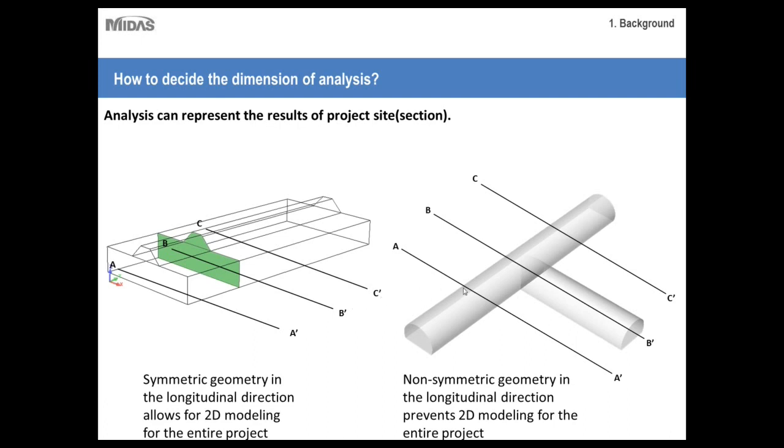Now if you look to the right here, this project site is a tunnel with a connecting gallery. This project is not symmetrical in the longitudinal direction. The cross-section at A and the cross-section at B would be very different. So in this case, you wouldn't be able to create one 2D model and extrude it. What you could do is create 3 separate 2D models, or you could simply create a 3D model to represent the entire project. But just keep in mind that project geometry such as this typically requires a 3D type of analysis. That's an important thing to keep in mind: whenever geometry is symmetric, you're better equipped for a 2D analysis as opposed to a 3D analysis.